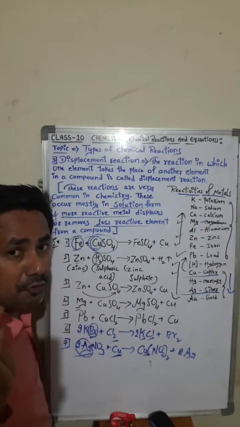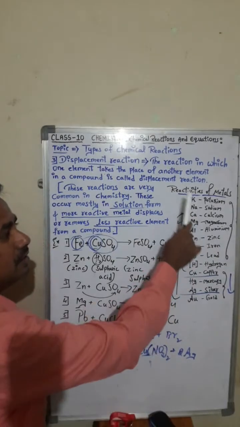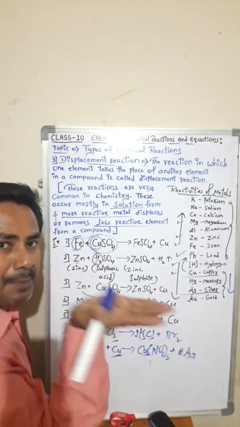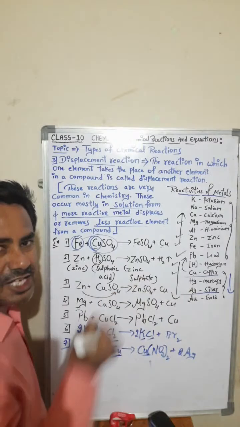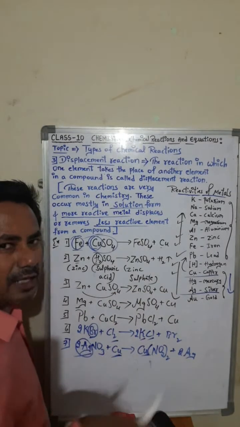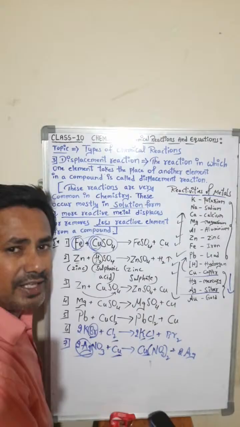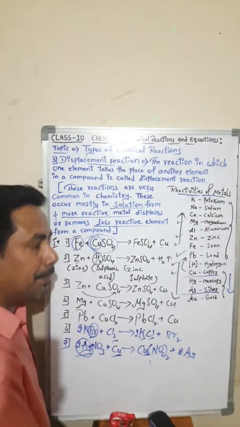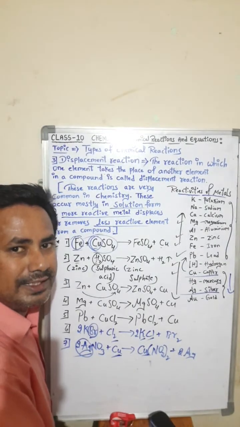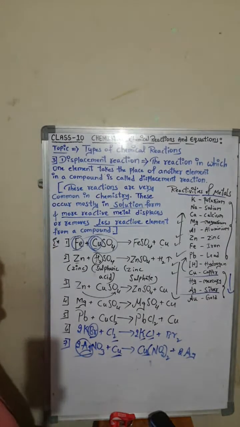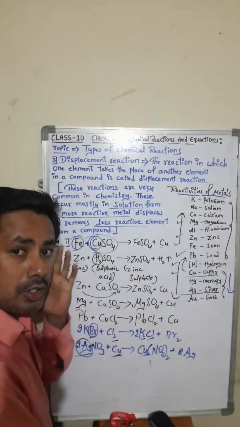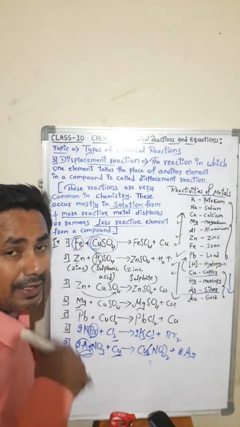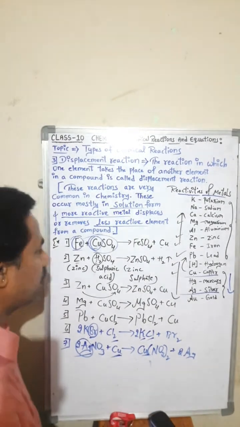So you have to remember which is the most reactive metal? Potassium. Potassium is highly reactive. If you just keep it in the air, what happens? It catches fire. If you throw it in water, it reacts vigorously and catches fire. So that's why potassium and sodium are kept in kerosene. Clear? Potassium and sodium are kept in kerosene because kerosene will not react with them. If you put them in water, they react very vigorously and catch fire.